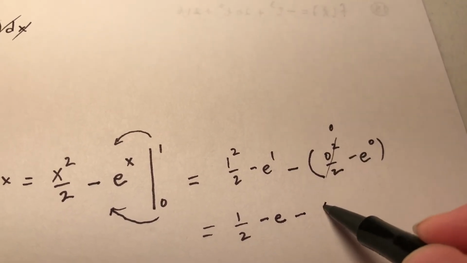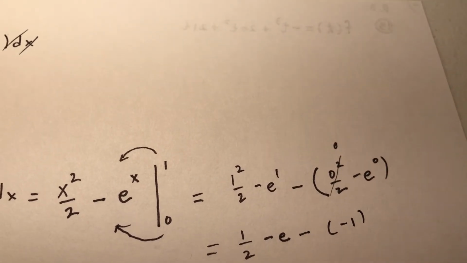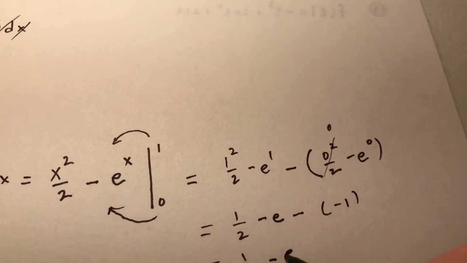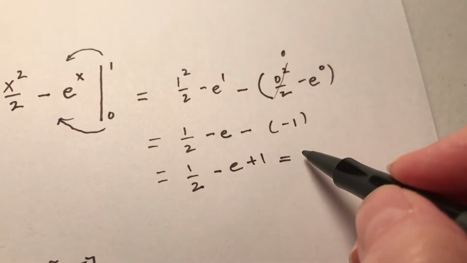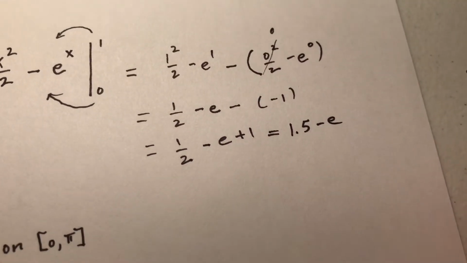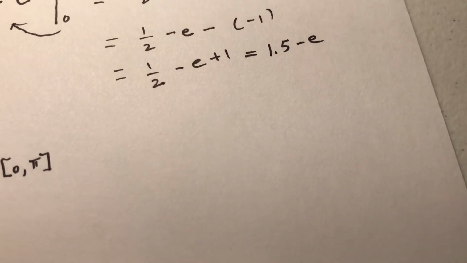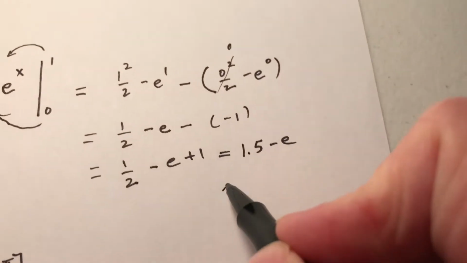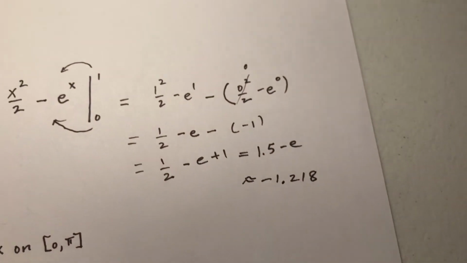And that's going to be negative, e to the 0 is 1. All right, so that gives me 1/2 minus e plus 1. What is that? 1.5 minus e, something like that. Okay. And you can do 1.5 minus e on the calculator, and you get about negative 1.218. All right, fun.